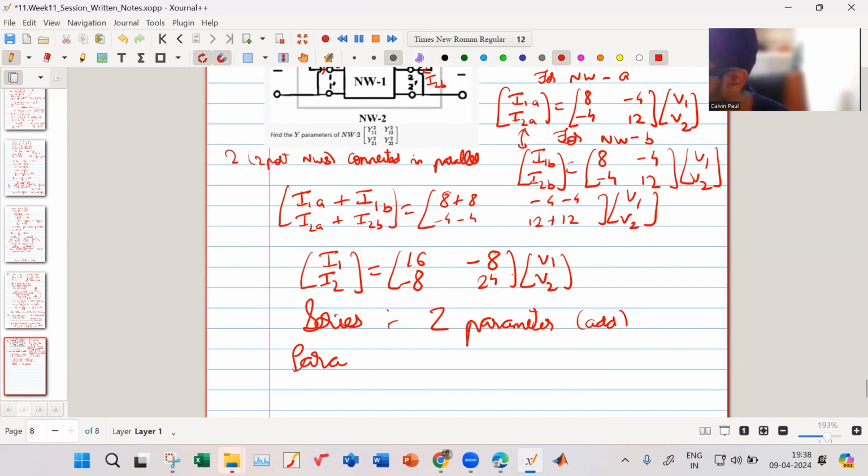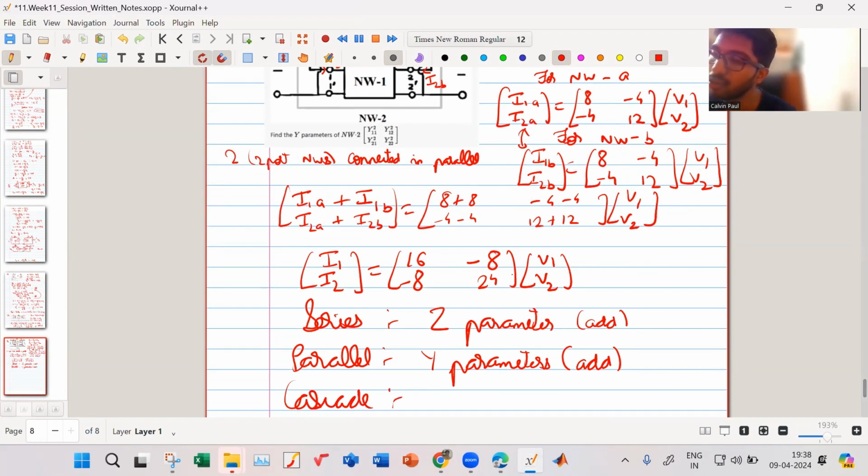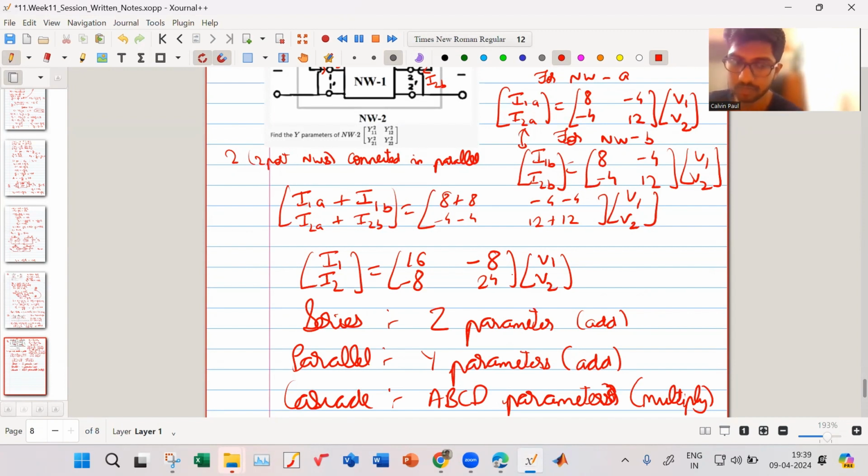For parallel, Y parameters you add. For cascade, if the opposite is asked, we can just find this. If they have given two networks in series, then you take the inverse, not the transpose. Yes, inverse. Then you do ABCD parameters. You have to check the relation and the signs, but it is actually multiplication finally. Okay. So this is for interconnection.